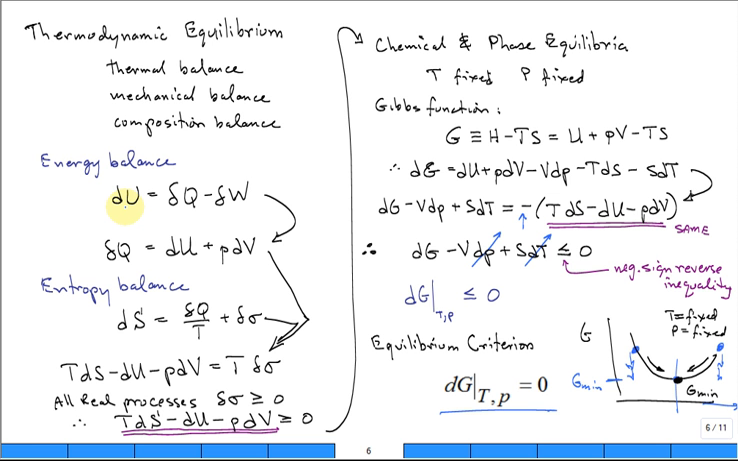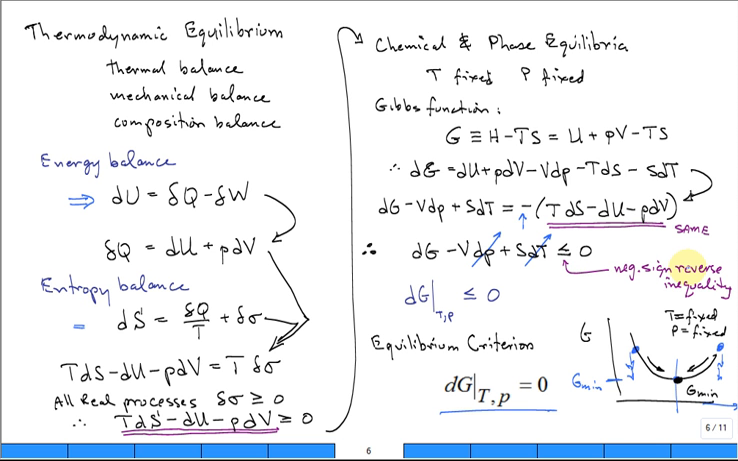What does this equation look like? First law for an infinitesimal change, you rewrite it. There's that boundary work. You have an entropy balance. You combine them. For all real processes, the entropy production delta sigma is greater than 0. But you have a term here for all these processes that's just changes in properties. So if you have a chemical and phase equilibrium at fixed temperature and fixed pressure, introducing the Gibbs function, using calculus, you find that for constant pressure and constant temperature, the change in the Gibbs function has to be less than or equal to 0.